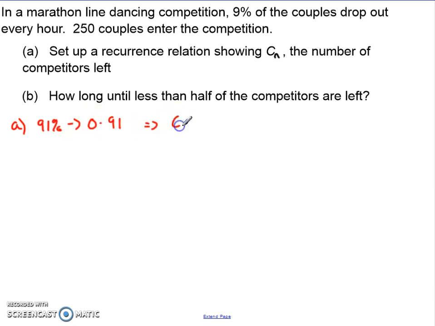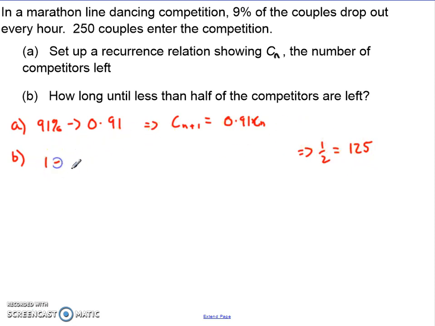So what we're then able to say is that the next hour, Cn+1, is equal to 0.91 times the previous hour, so 0.91 Cn. And then we could use that to calculate how many hours it takes to get less than half. Now we know 250, we then know that a half equals 125. Now we want less than that, so even if we ended up with 126, we'd still have to go one more hour because we want less than half the competitors.